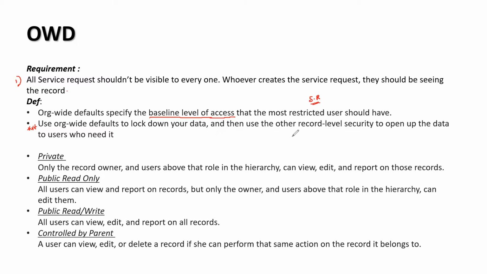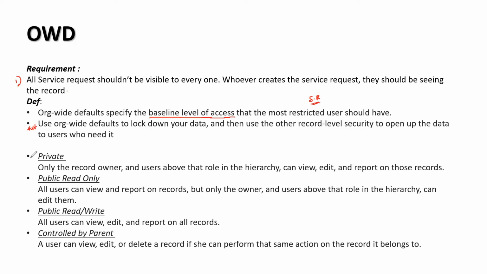That is where the second part of the definition talks about use the other levels of record level security that we have to open up the data to the users. What exactly the other levels of record level security are is something that we'll be looking at in our next coming slides. So as of now, use OWD as a base level of access. Now, what are the options that we have in order to set our OWD?